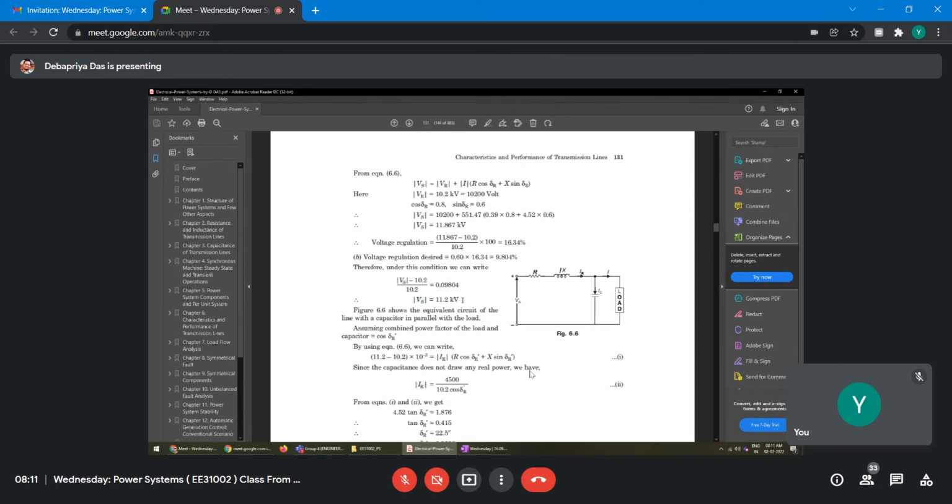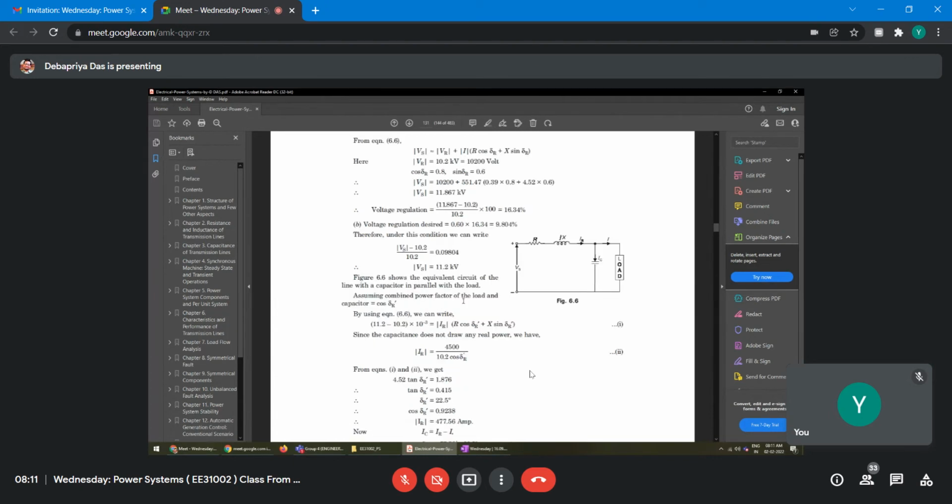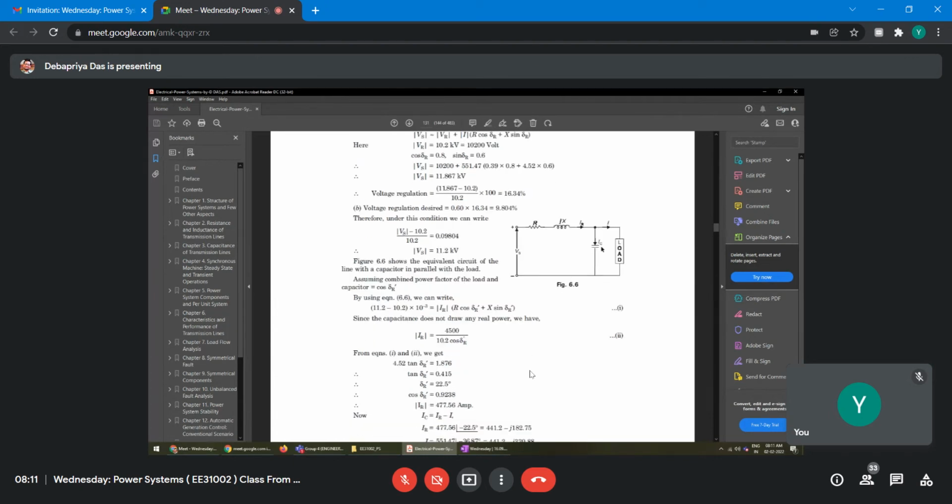Now, if you look into the figure, you have to connect a capacitor across the load. This is your load. You have to connect a capacitor across that, and you have to find out what is the value of C. This is R, this is jX, and this is the load.